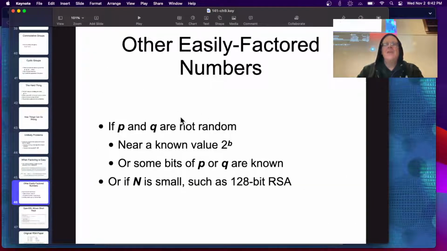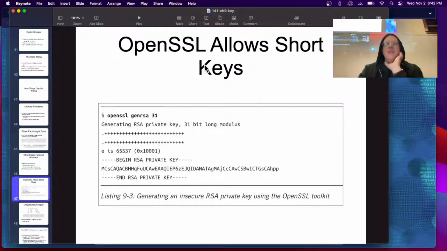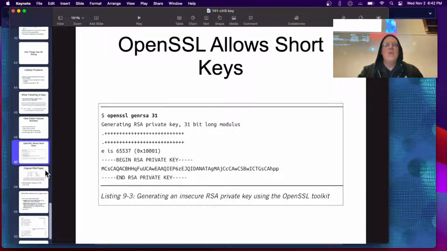And if P and Q are not random, and you have some idea where they are, then again, you can just look there, and we had some problems we talked about before like this. Or if you have some information about P and Q, or if n is small, like 128-bit RSA, all these are easily factored. So not all factoring problems are hard. OpenSSL, for example, will let you make keys as short as 31 bits. It'll do it. Of course, that key is easily cracked and not secure, but the program will let you generate them.